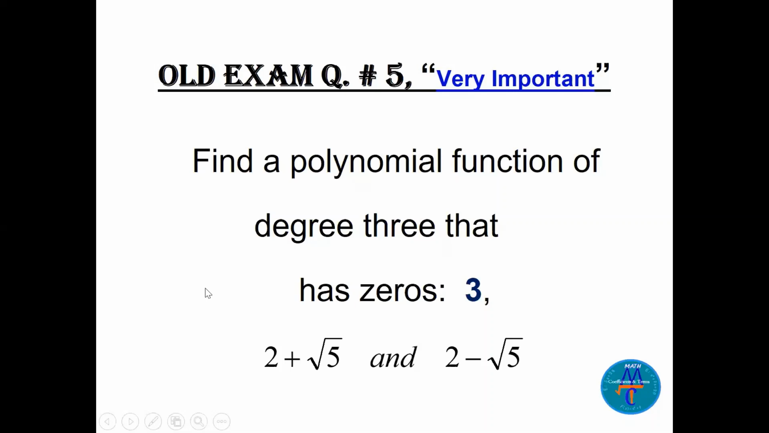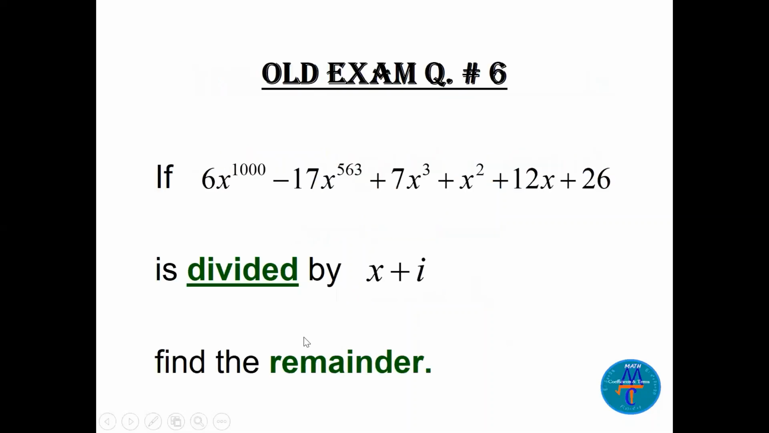Here we have done one example: find the polynomial function. This is degree 3, the zeros are 3, 2 plus square root of 5, 2 minus square root of 5. We have done similar. And this one also, we have a polynomial function of degree 1000. Let's divide this by x plus i. Find the remainder.